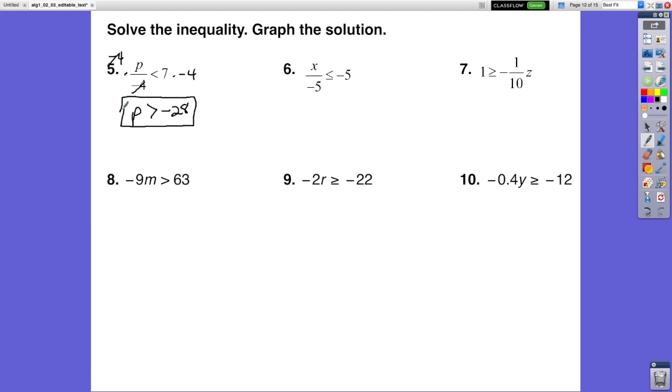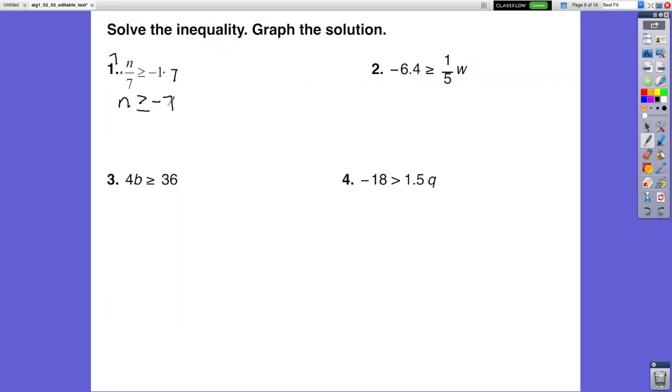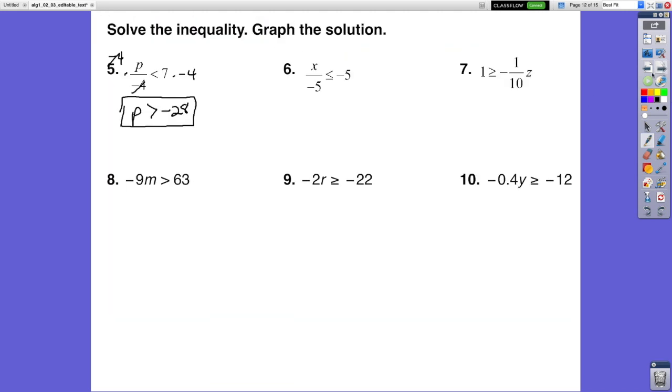So let me point out some mistakes that I've seen kids do. Going back to this first one, monitoring progress 1. Some kids think that just because this is a negative answer, that you have to flip the sign. No. It's the action that you're doing. I multiply by a positive 7, so I don't flip the sign. I'm going to go back here to number 5. I multiplied by a negative number, so yes, you do flip the sign here. It just so happens it happens to also be a negative answer.